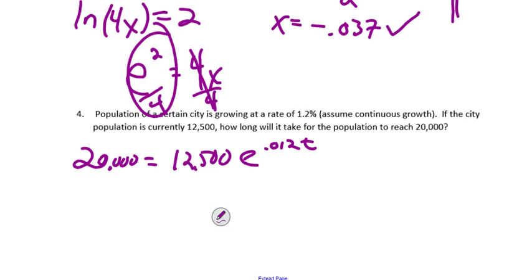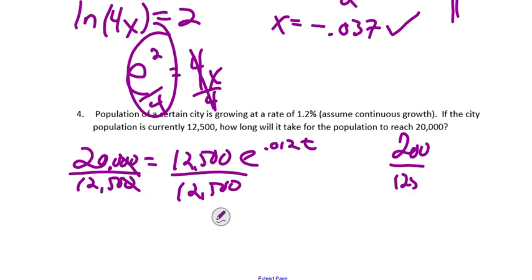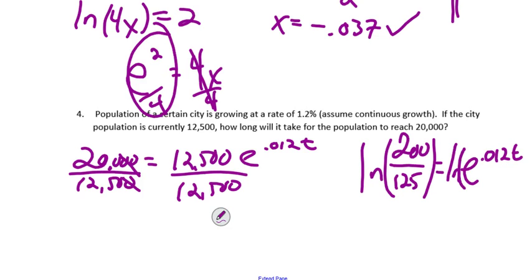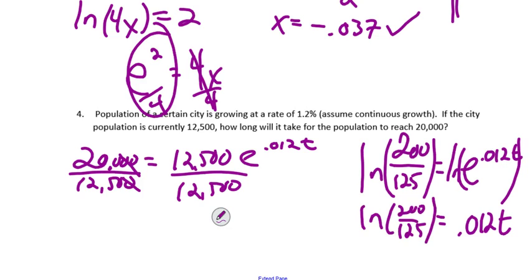If I solve this, I have to divide both sides by 12,500, and that gives me 200 over 125 equals e to the 0.012t. And just like the previous problems, we take the natural log, and that kills my exponential expression, which is what I want. You could have 40 over 25. Yeah, that reduces better.